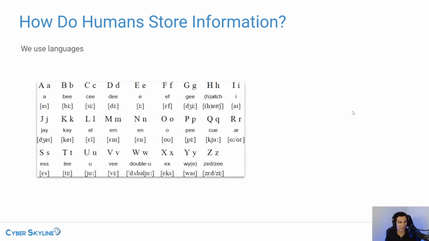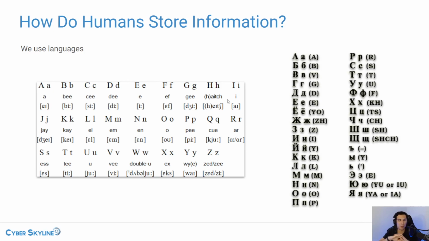So hopefully this looks a little familiar to you. If you understand English, you probably have seen these characters before. If you speak Spanish, you're not using the English alphabet, you're using the Spanish alphabet. And if you speak Ukrainian, for example, you're using the Cyrillic alphabet, right? So we have different symbols, different ways to store information and represent information.